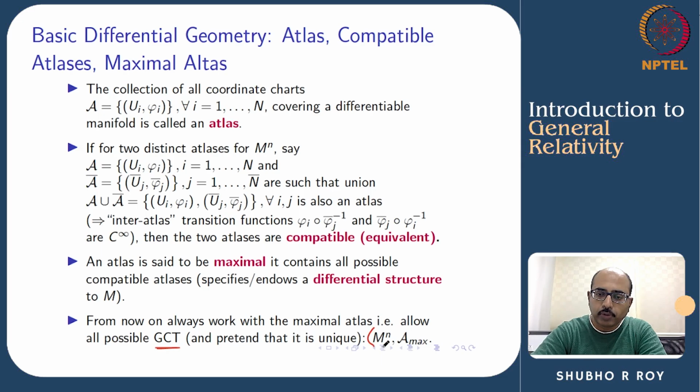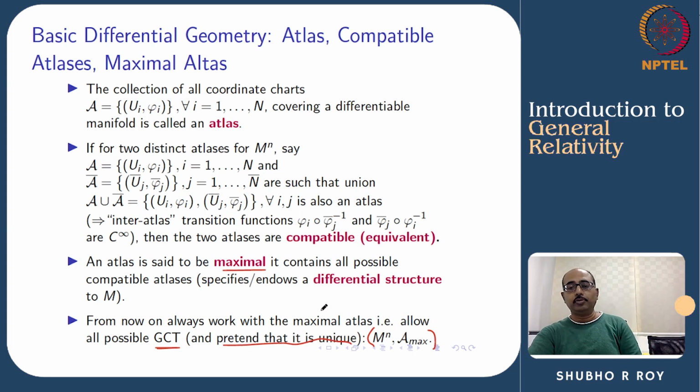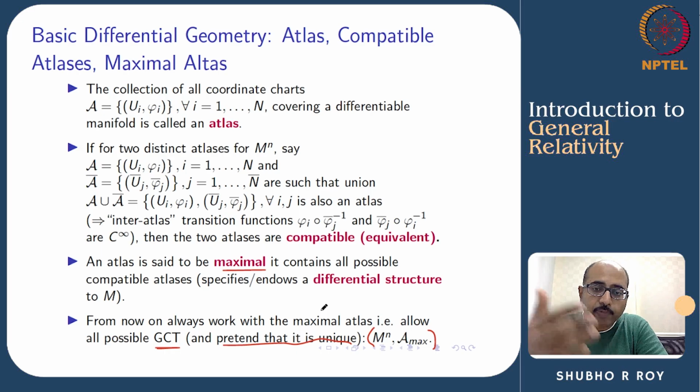So from now on, we will denote the manifold by this pair. M^n is the manifold and curly A sub max is the maximal atlas. We will always work with the maximal atlas. And one more thing, I will pretend that the maximal atlas is unique. Although in reality it is not so. Mathematicians will tell you that it is not necessary that the maximal atlas is unique. One can have multiple maximal atlases, and they give the same manifold different differential structures.